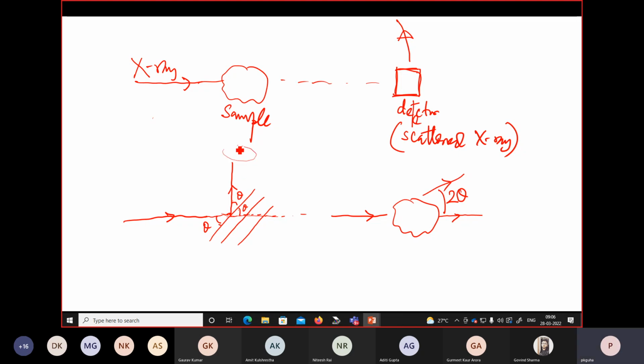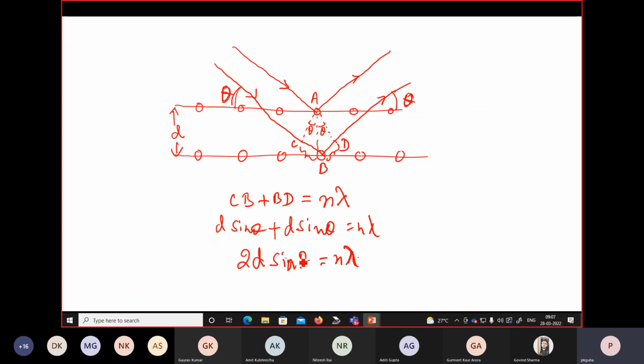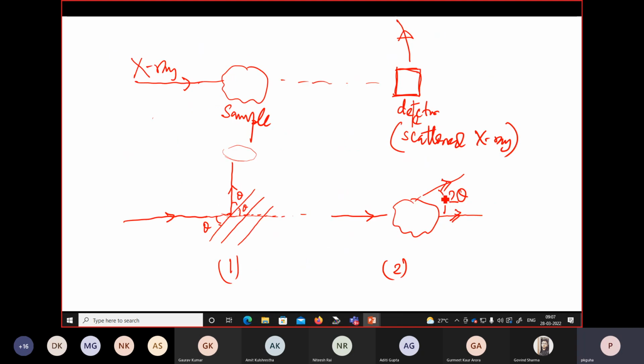So we are measuring with our detector here. This is the incident X-ray, this is the scattered X-ray. Say this is drawing number 2. You see this angle is 2 theta. Although in the formula we say 2d sin theta equals n lambda, here you see that this is 2 theta.